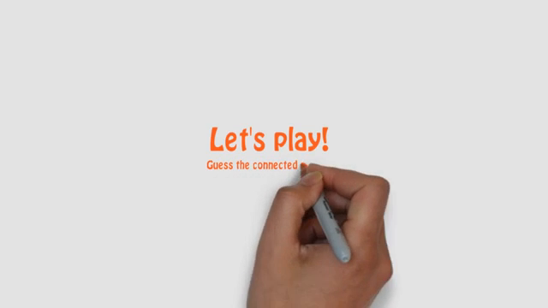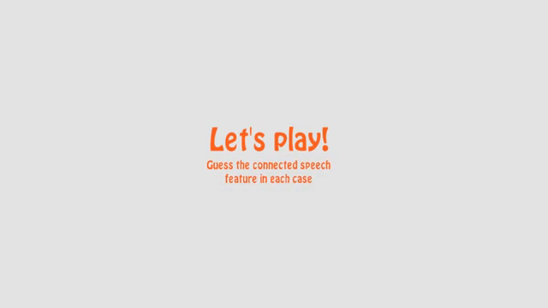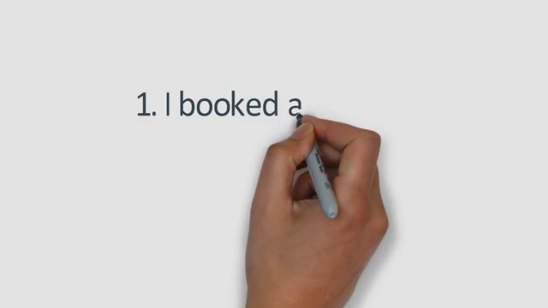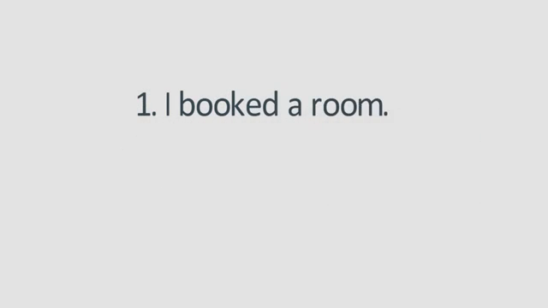So now, to finish this video explanation, let's play for a while. Try to guess the connected speech feature in each phrase or sentence. It'll be a little easier for you because the letters whose sounds interest us for the exercise have been written in a different color. Number 1. I booked a room. I booked a room. You now have 10 seconds to think of an answer.